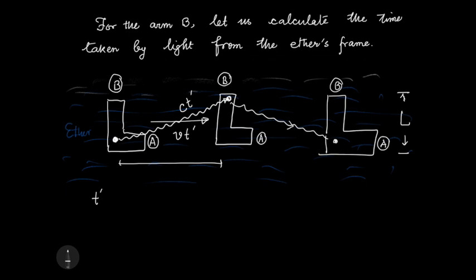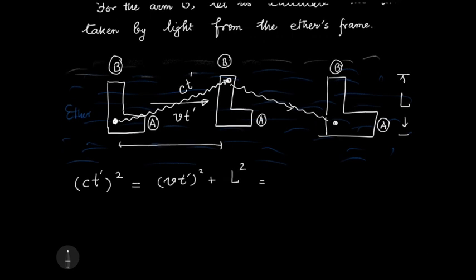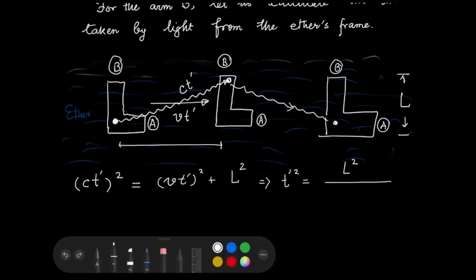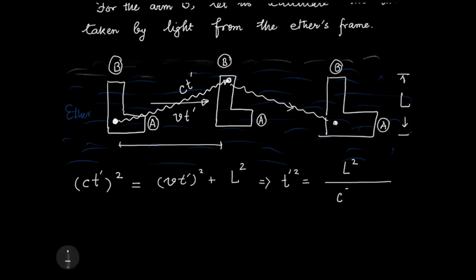Why does the light have a velocity c? Well, now I am calculating from the frame of the ether. From the frame of the ether, the light has velocity c. So you can directly use Pythagoras theorem. ct prime square equals vt prime square plus L square. And if you calculate, this will give you t prime square as L square by c square minus v square, with a square root yet to come.